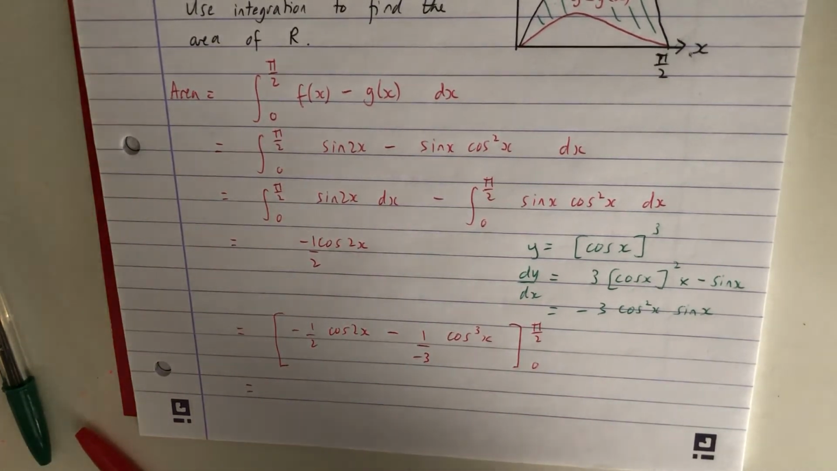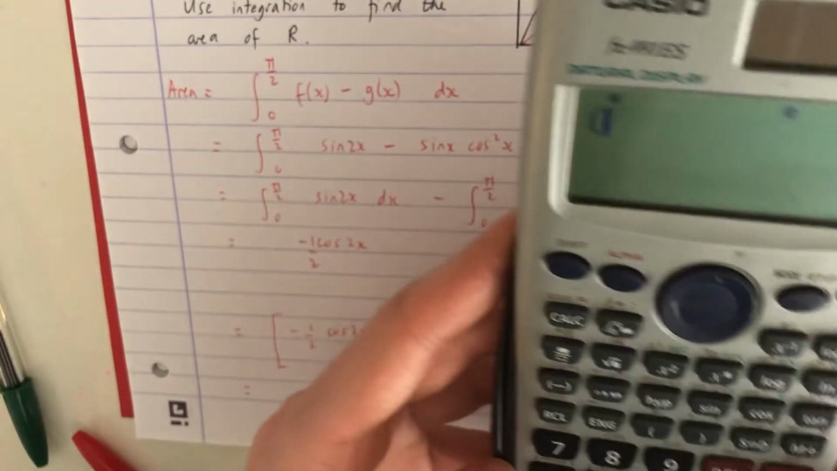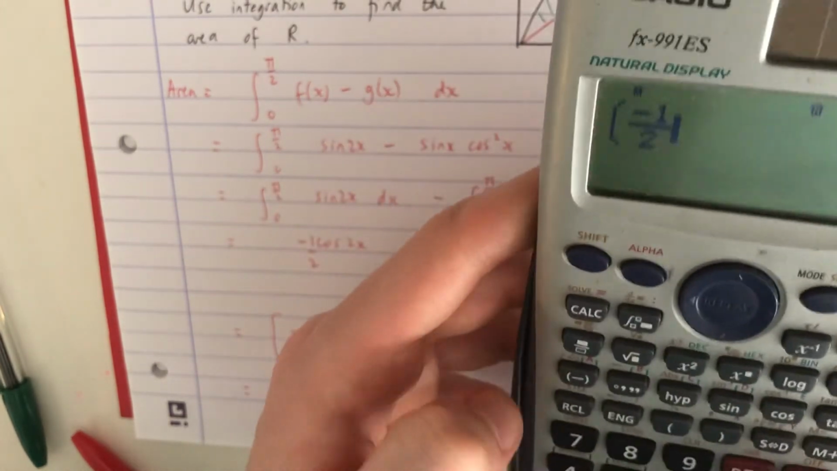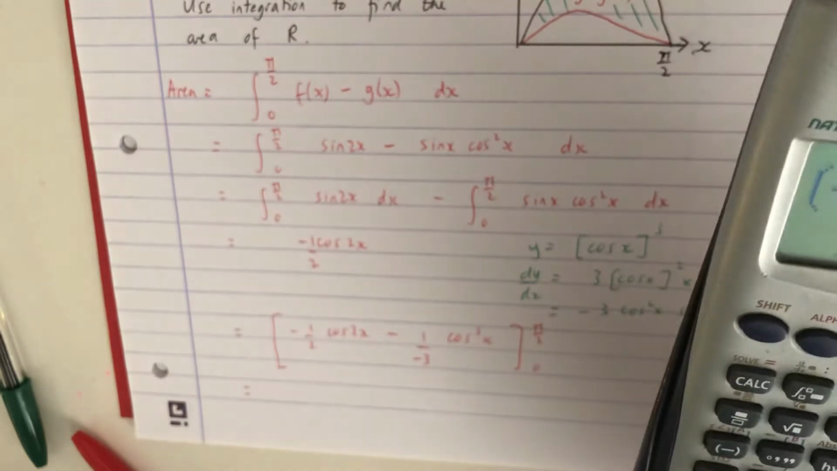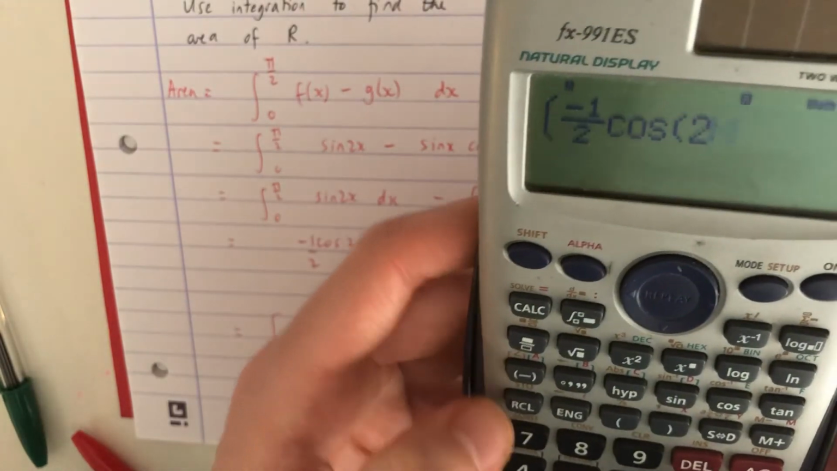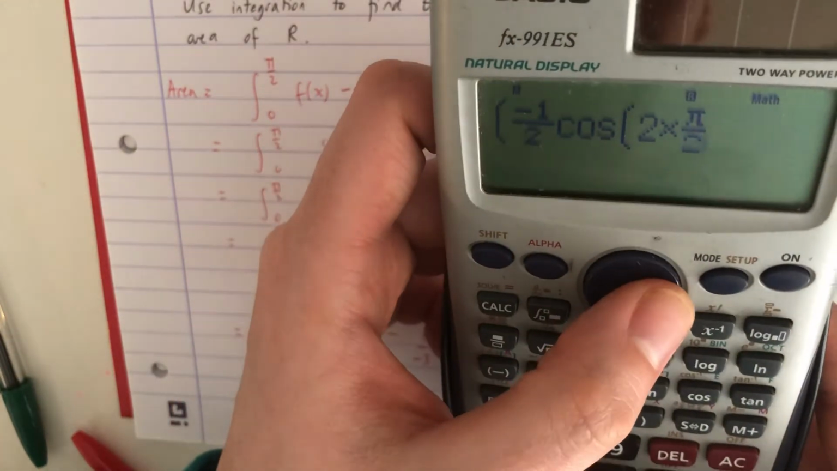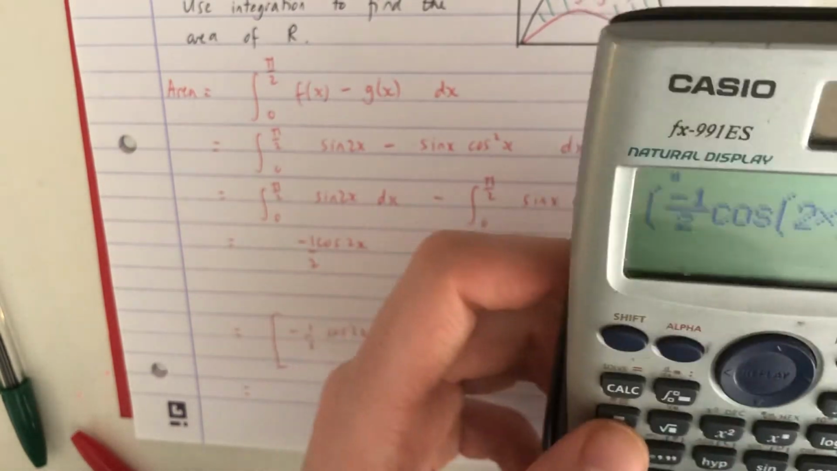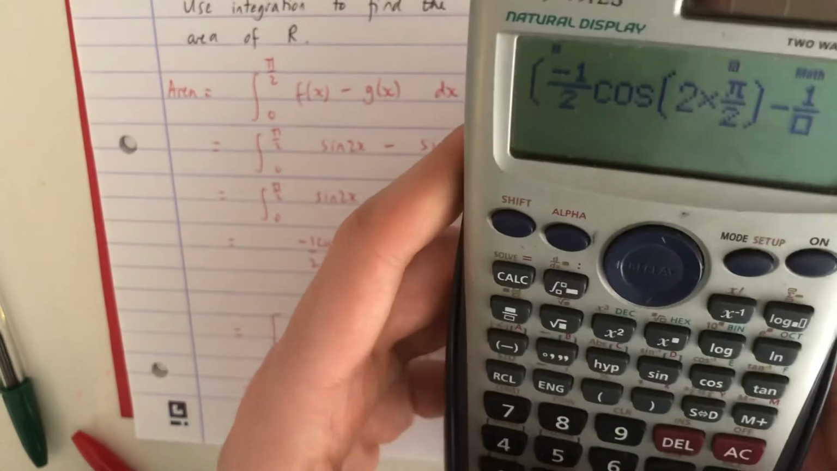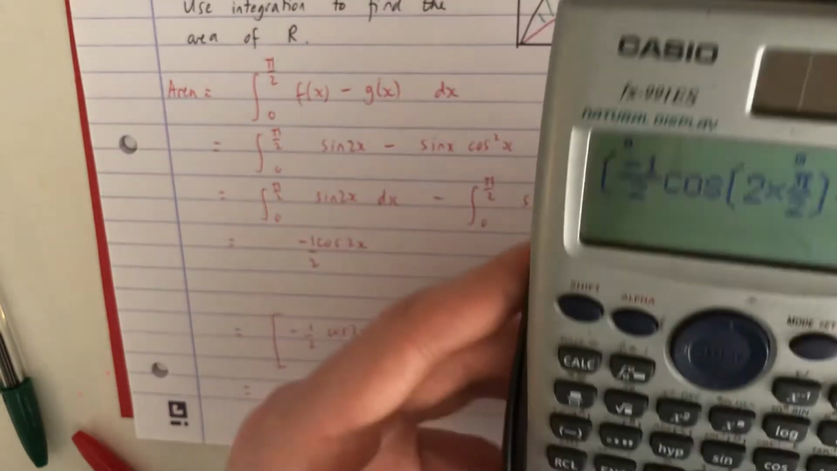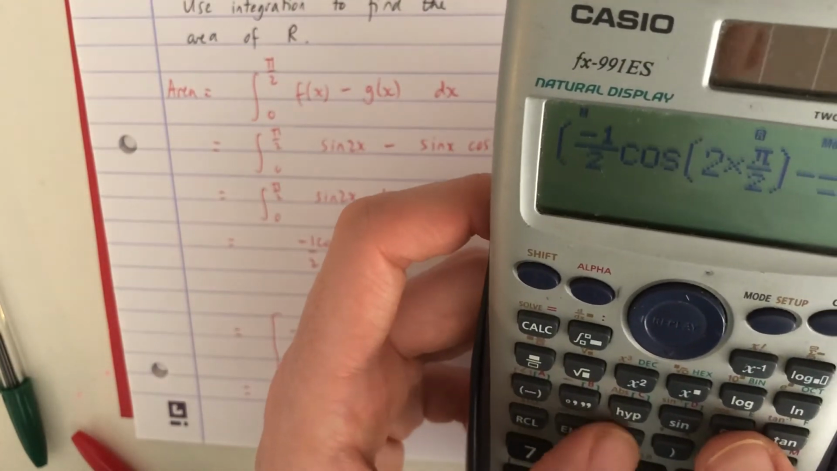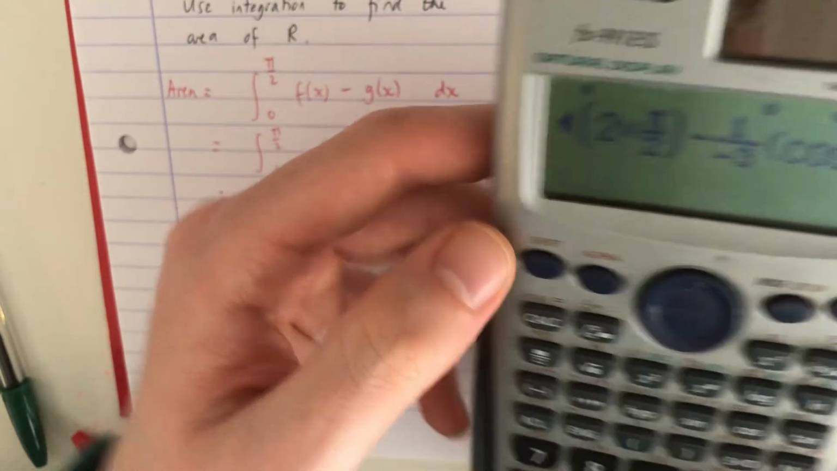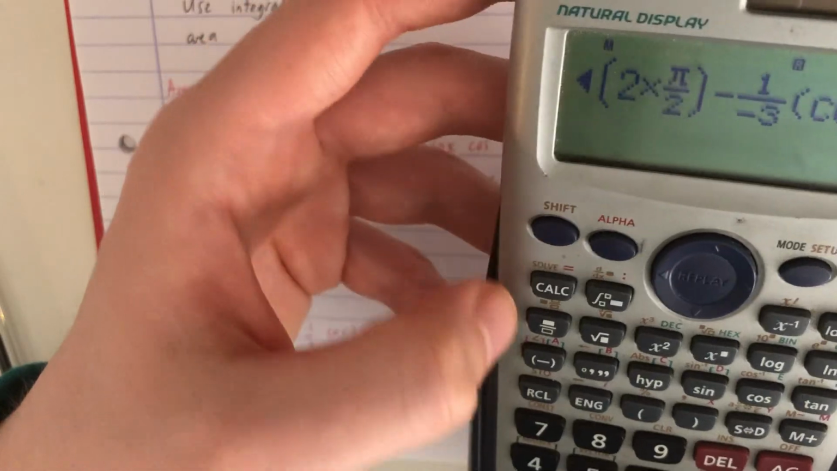I'm just going to type it into my calculator. This is equal to minus a half cos, make sure your calculator's in radian mode, otherwise you are going to get all of this wrong. Calculator should be in radian mode by default effectively. The only time you take it out of radian mode is if you're doing mechanics maybe, or they tell you the question's in degrees.